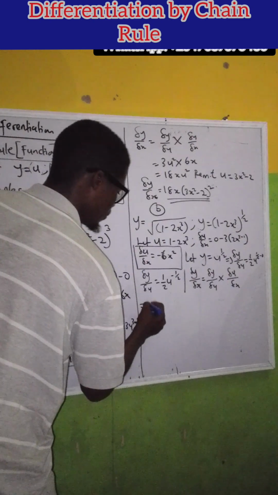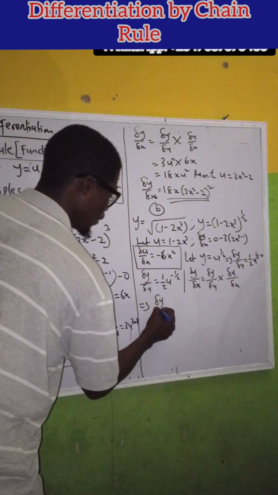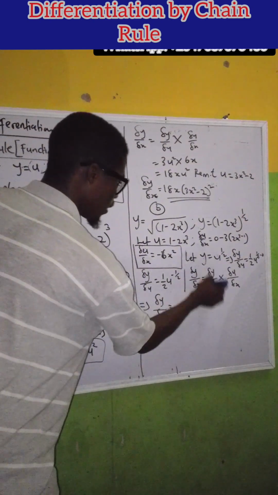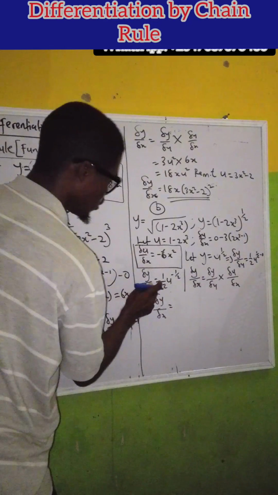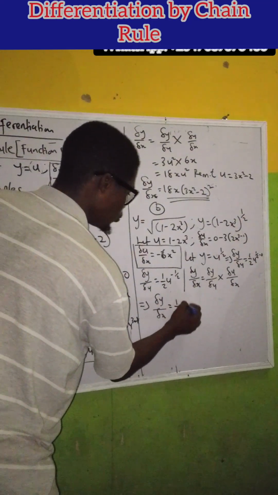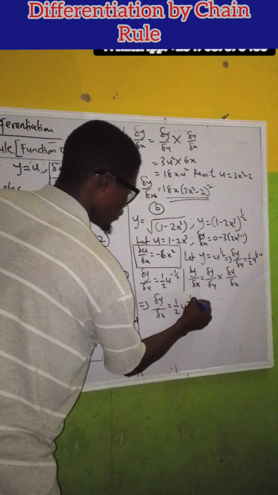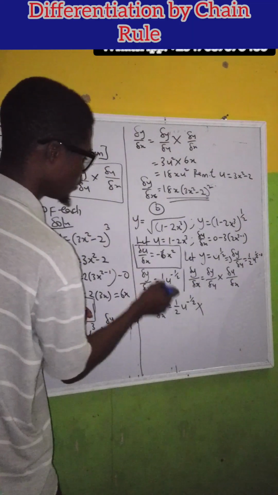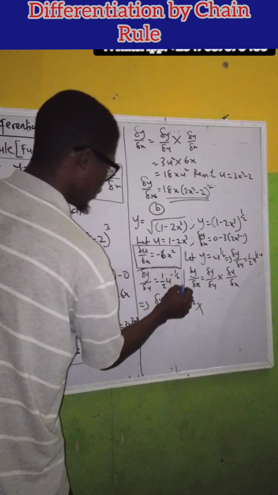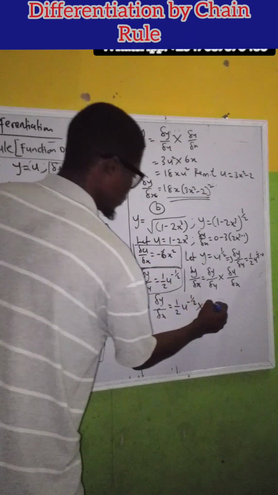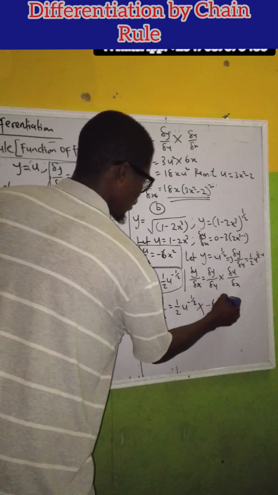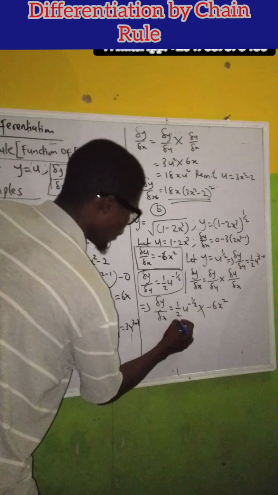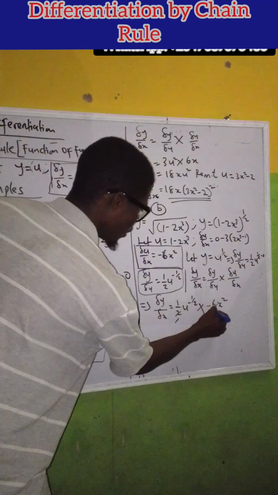So which now implies that dy over dx is equal to, what do we get for dy over du? We got half u raised to power minus half, multiplied by, what do we get for du over dx? Here's dy over du, and du over dx is this minus 6x squared. Okay, so we now have 2 here, 1, 2 here, 3.